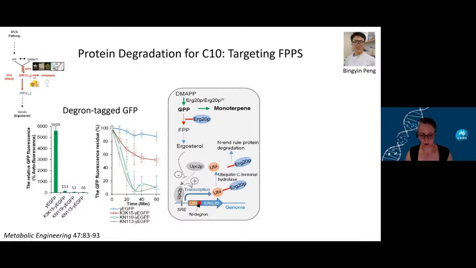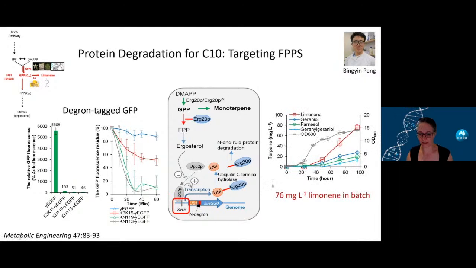So inserting the degron in the promoter upstream of ERG20 and using feedback-responsive, sterol-responsive elements from other promoters so that when the ergosterol levels decreased in the cell, you'd get an upregulation of transcription. So you could balance transcription and production of the protein with degradation of the protein. And he combined a number of different engineered promoters and degrons and ultimately was able to get strains back from that approach. And he was able to get 76 milligrams per litre of limonene in batch culture.